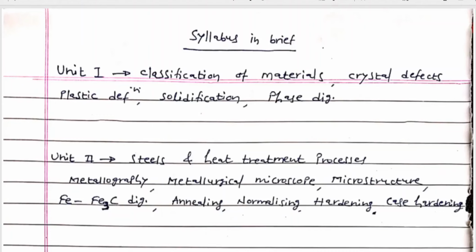Unit 1 will be consisting of classification of materials, crystal defects, plastic deformation, solidification, and phase diagram. These are the main contents of Unit 1. In classification of materials, we will be discussing about the different kinds of engineering materials. Engineering materials means the materials which are useful to us from the point of view of engineering.